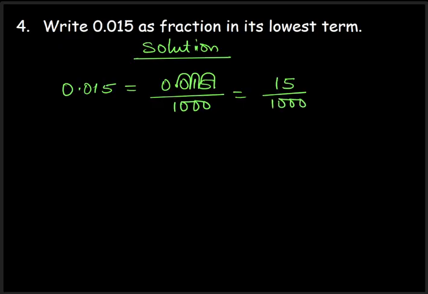So what can divide this? 5 can divide. 5 into 15, 3. 5 into 1000, we can take it in bits. 5 into 10, 2. 5 into 0, 0. 5 into 0, 0. And our final answer will be 3 all over 200. And that brings us to the end of our examples under reducing fractions to the lowest term.